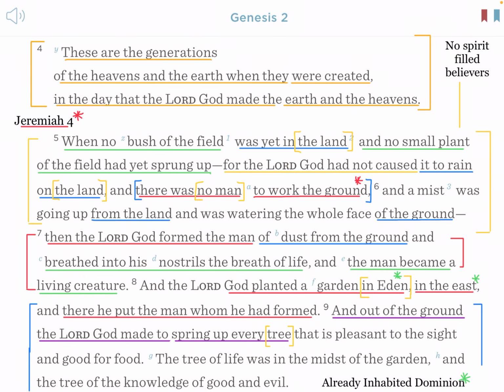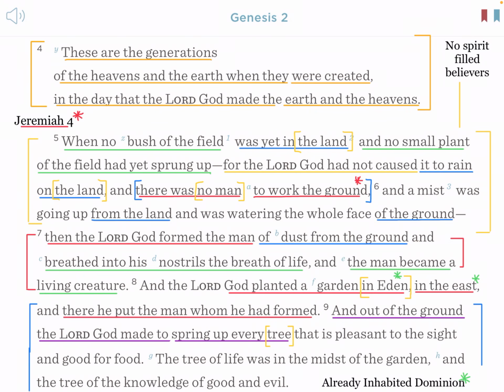No small plant of the field had sprung up. For there was no rain coming down from God. There was no man to work the ground. So the Lord God formed the man from the dust of the ground and breathed into his nostrils the breath of life, and man became a living creature. And God planted a garden in Eden."